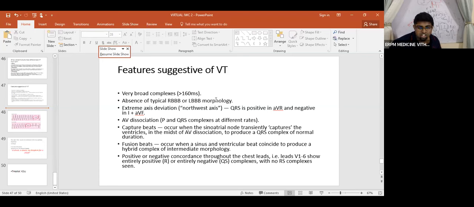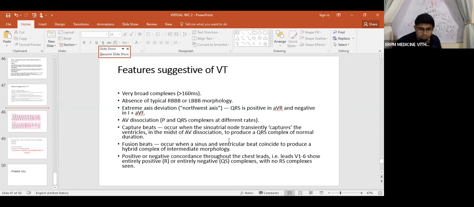Extreme axis deviation, I'll come back to this in the proper class. Then there is something called AV dissociation. There is no relation between the P and QRS. There are two words, guys. Just remember the words for MCQ. There are two things we see in ventricular tachycardia.